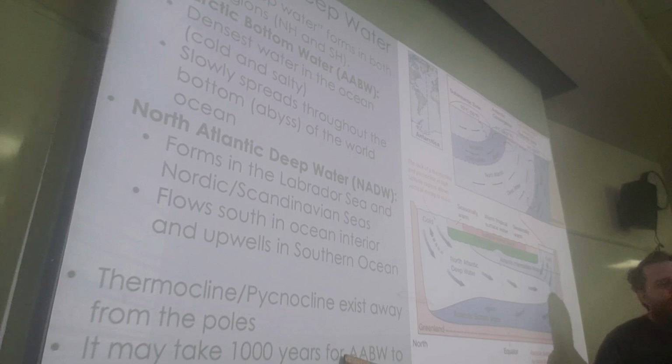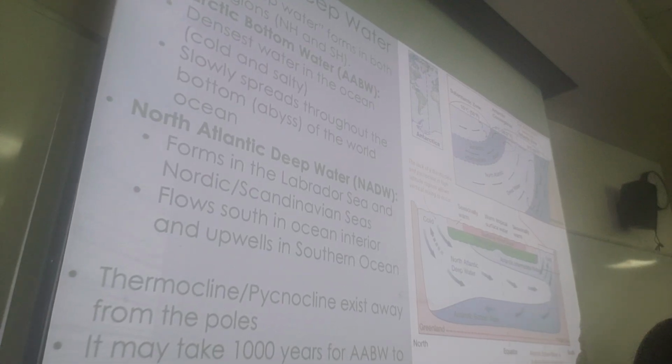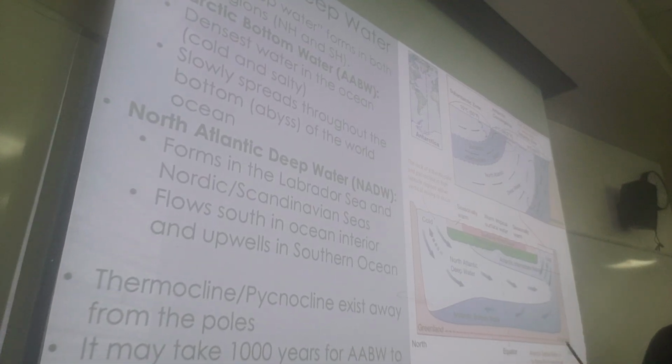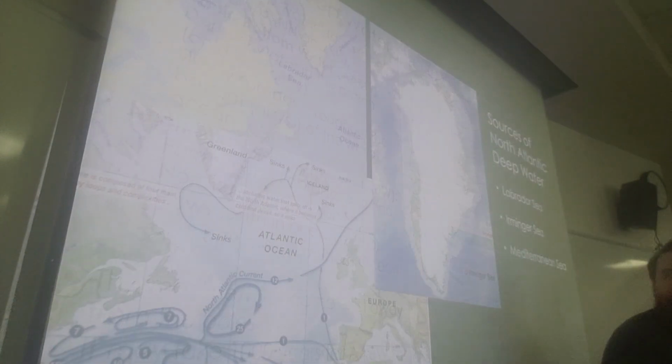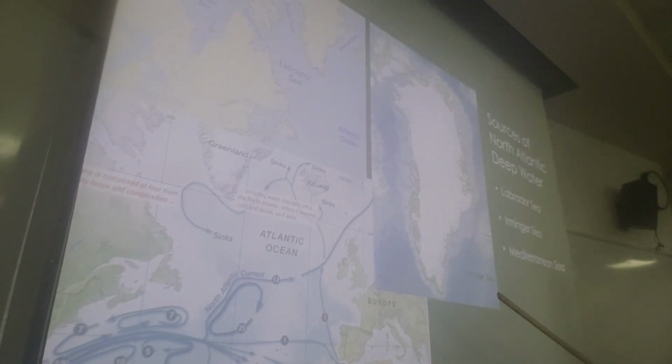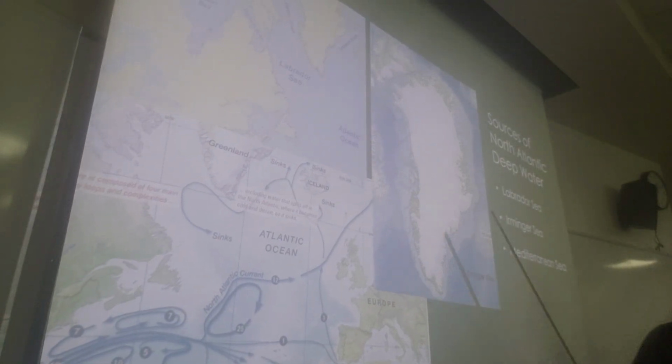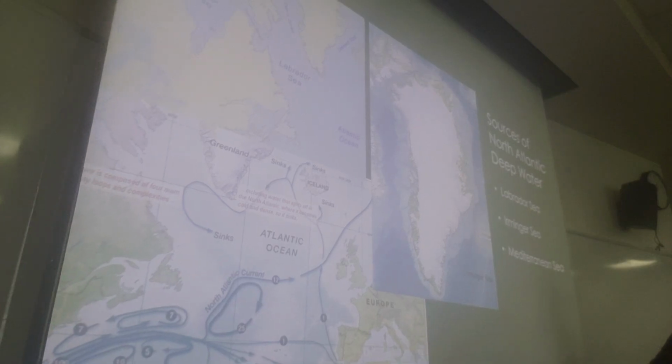Okay, so this water sinks down, and it's going to come up somehow, and a key thing is that it takes a long time for it to come up, so these are very slow-moving circulations. We're talking timescales of hundreds or thousands of years for this water that sinks to the bottom to eventually come back to the surface. The North Atlantic deep water forms in 3 key locations, the Labrador Sea, the Nordic Seas, and then also the Mediterranean Sea.